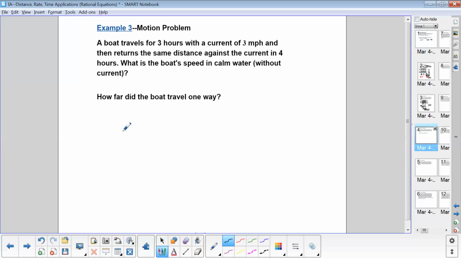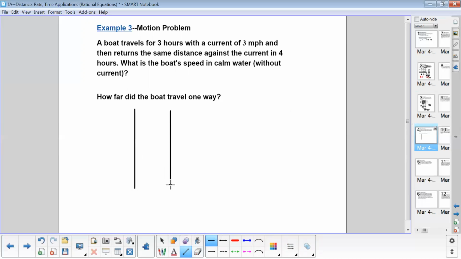Number 3, set up in the same way with our organization.